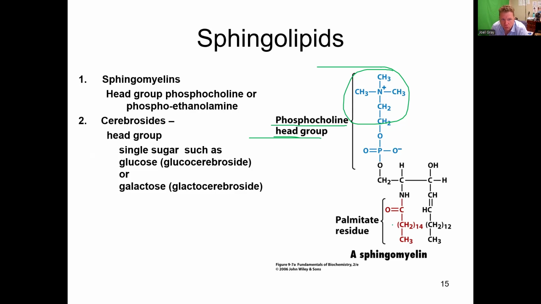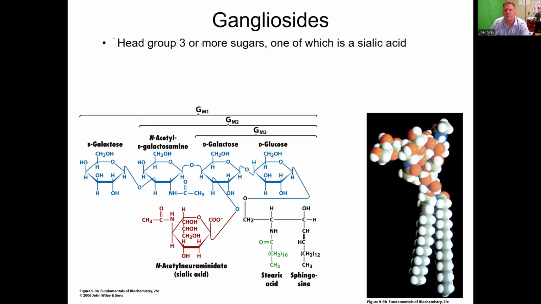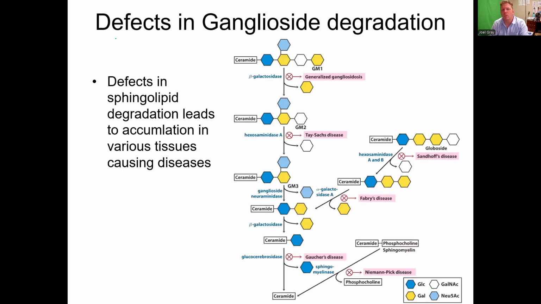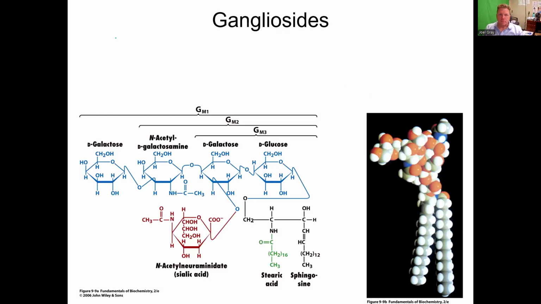Cerebrosides have a head group that is a single sugar, such as glucose or galactose. Here is an example of a cerebroside or a ganglioside. You know what? I'm going to move past this one. What I want you to know about glycerophospholipids and sphingolipids is that they communicate. Now, we will go through this.